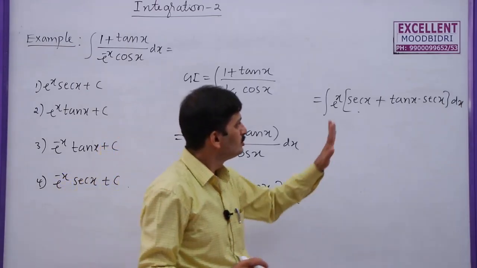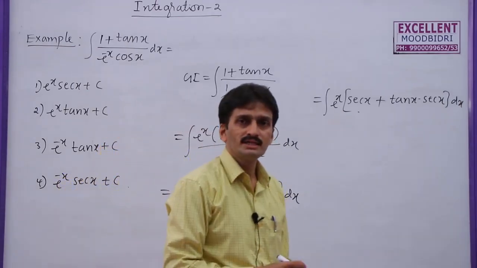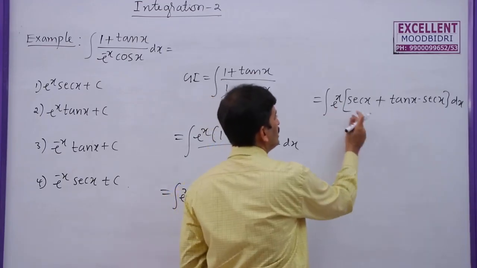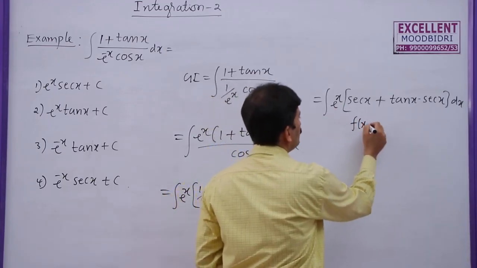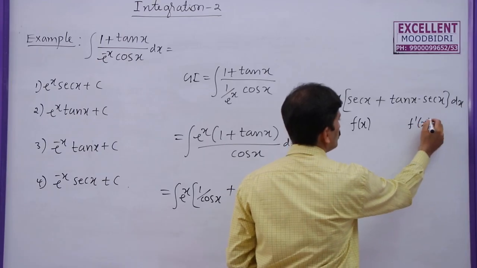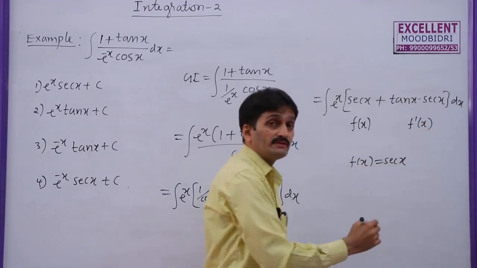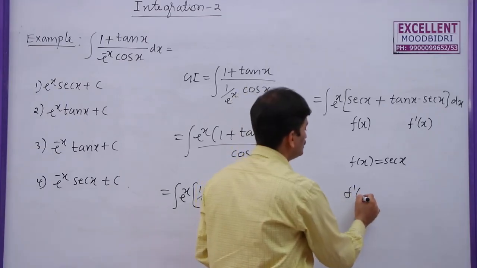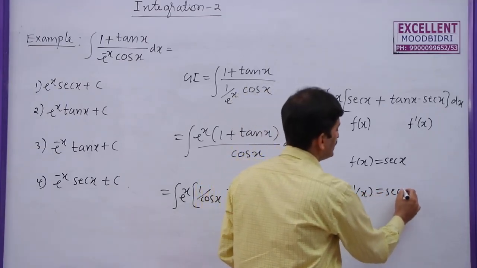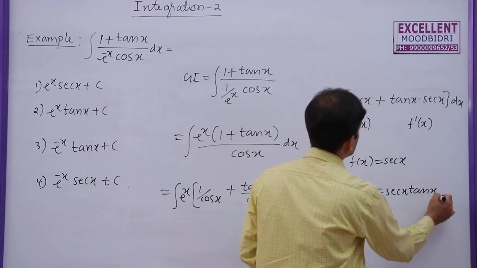Now look at this integral. This integral is in the form of e power x into f of x plus f dash x, correct? See, suppose f of x is secant x, then what is f dash x? f dash x is the derivative of secant x, which is secant x into tan x, correct?